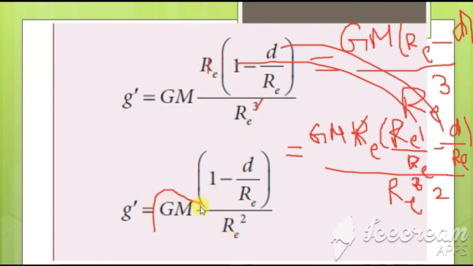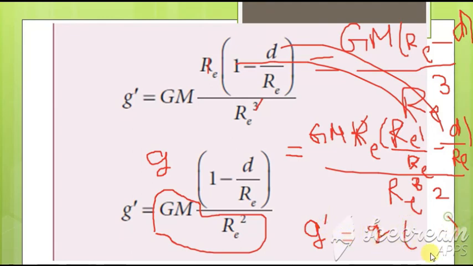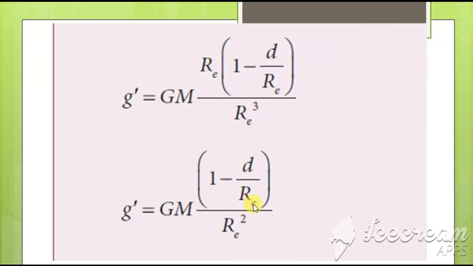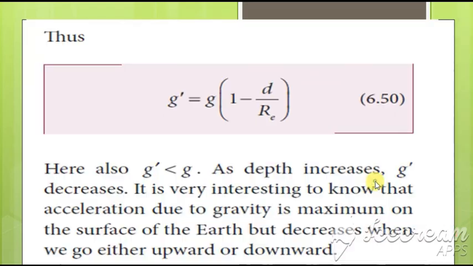Now this value of GM divided by Re square can be written as g. Okay, and so we get g dash, which is equal to g into this term, which is 1 minus d divided by Re. Okay, and here also this value of g dash is less than g, so we can say that as depth increases, g dash decreases.